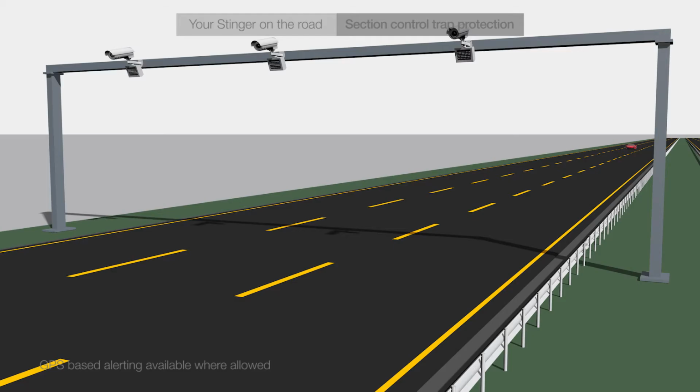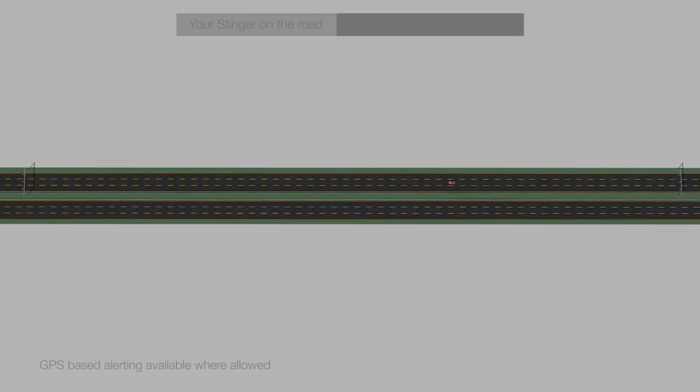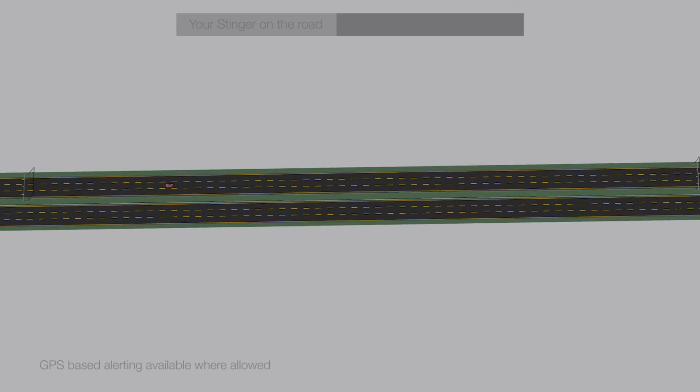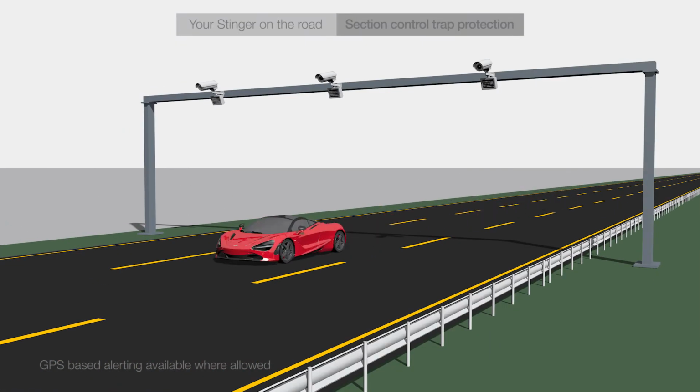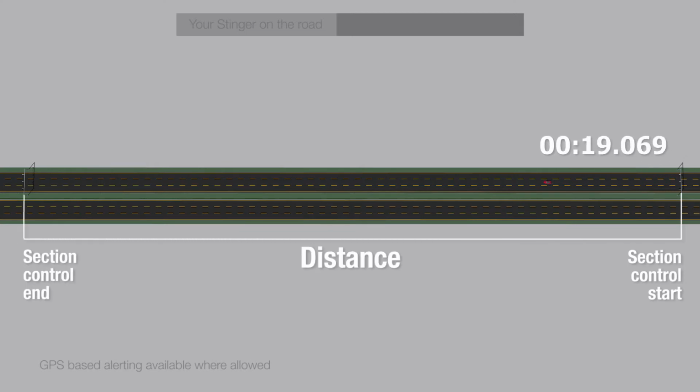A section control speed trap measures your average speed over a fixed distance, which is called a section. At the beginning of a section, your license plate is scanned by a camera above or next to the road. Later on, at the end of the section, your license plate is scanned again. By knowing the distance of the section and the time it took for you to drive through it, the section control can calculate your average speed.